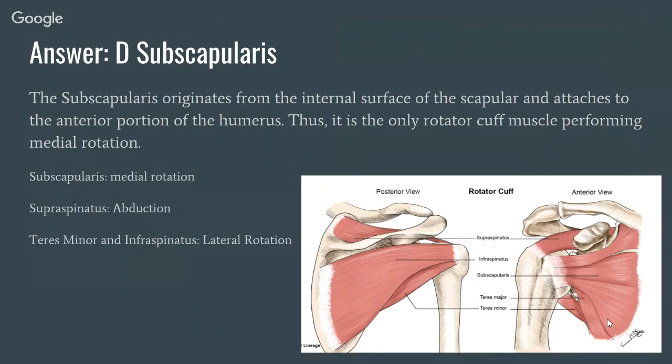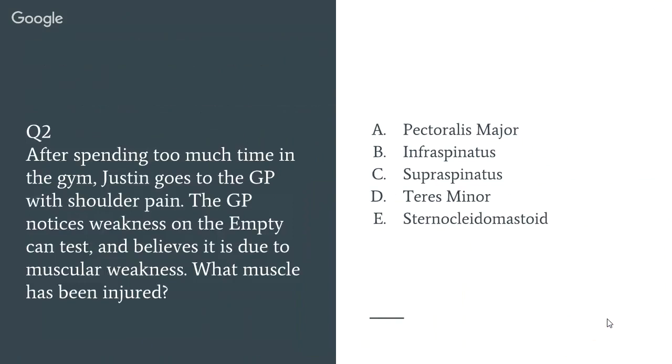But more than that, there is a couple of important movements that you have to be familiar with. Most notably, that your subscapularis is medial rotation, so that's coming inwards. Supraspinatus is abduction, and then your teres minor and infraspinatus both do lateral rotation. So make sure you guys have a decent idea of what each of these muscles does. Pretty simple. Question number two.